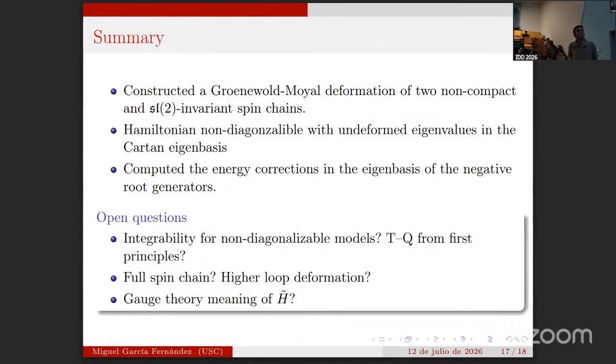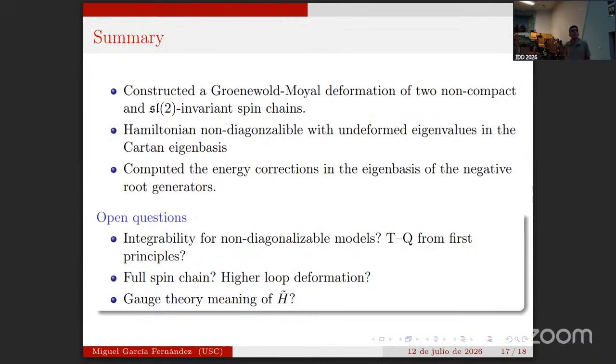Essentially, let me summarize what we have done. We have constructed some Moyal deformation of two SL2 invariant spin chains. We have seen that the Hamiltonian is not diagonalizable, with undeformed eigenvalues in the Cartan eigenbasis. And we have also seen that in the eigenbasis of the negative root generators, the energies are non-trivially deformed.